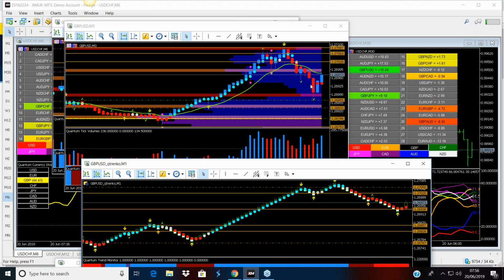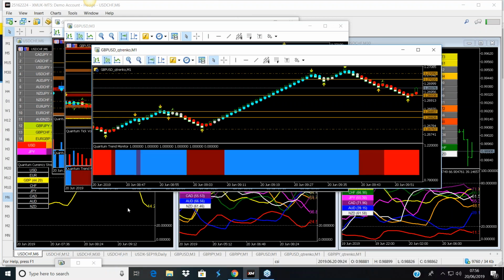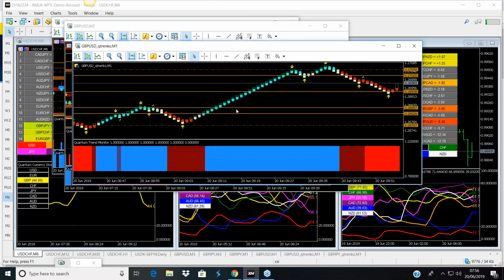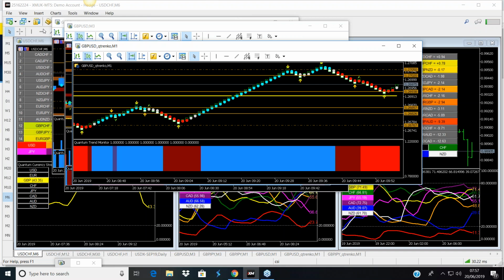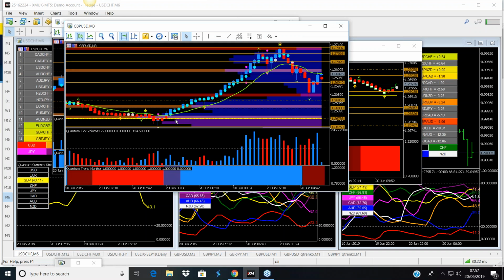And in terms of pip values, what have we got? We've got 26.82. Let's see how that compares with the 3 minute chart. 26.79. That's fine. You're never going to get exactly the same pip value with the Renko and the time chart. So we've got, say, 26.79.